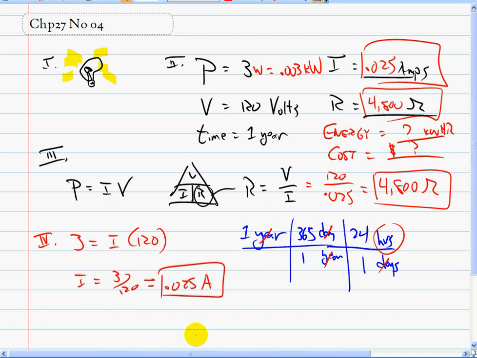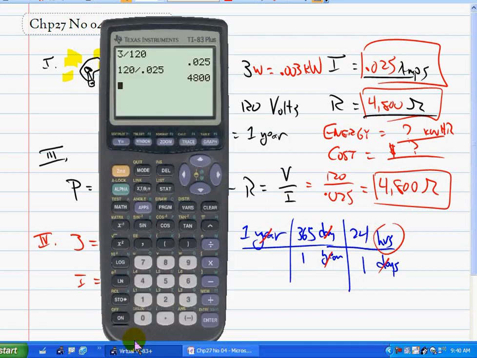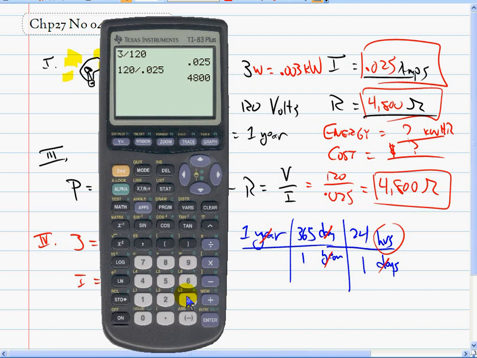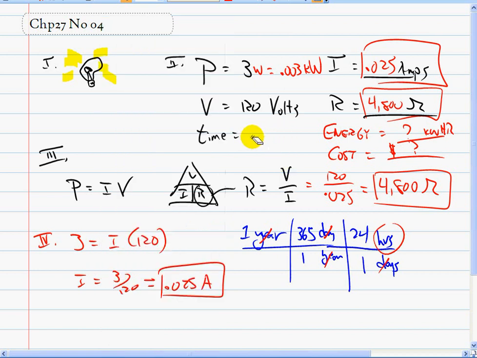So this isn't too bad, right? We just do 365. Everything on top you multiply, everything on the bottom you divide. So just 365 by 24 gives us 8,760 hours. Okay? So we don't want years. We want hours.